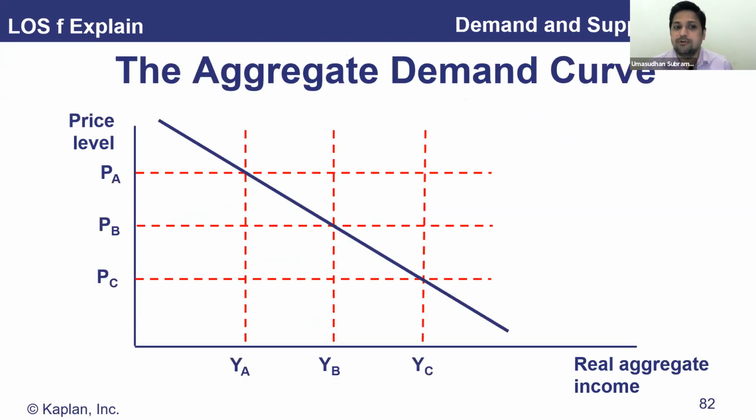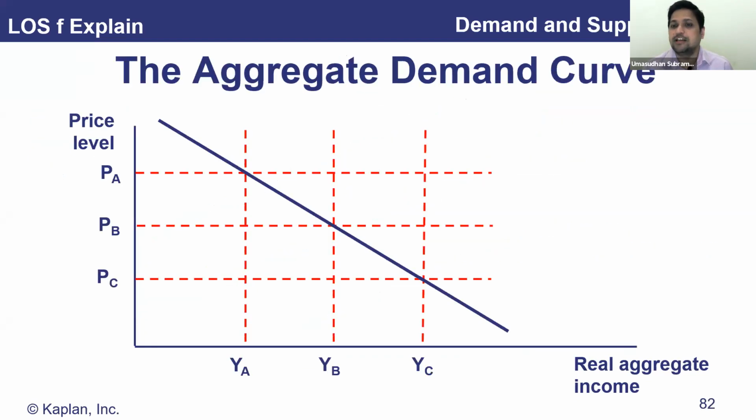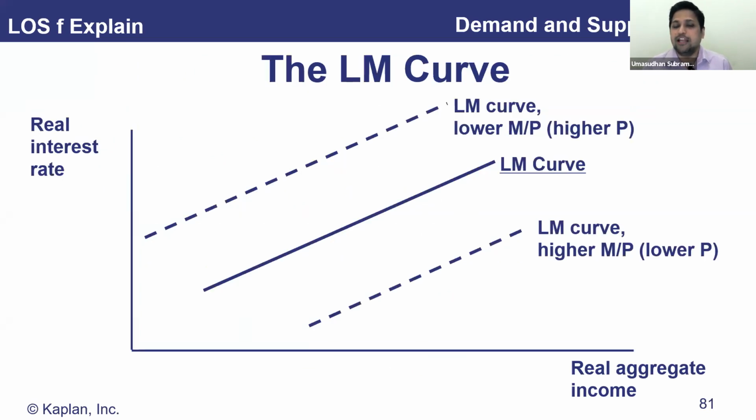So now we spoke about the LM curve, and we also spoke about the IS curve. And they basically work in opposite directions. And if you plot the LM curve and the IS curve, will you find the equilibrium?